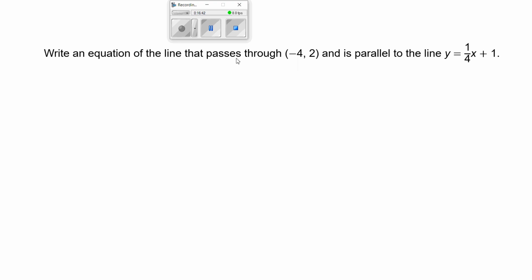We've got: write an equation of the line that passes through negative 4 and 2, and is parallel with this. I love this because it already gave me the slope, 1/4. So now I know I've got 1/4 as my slope, right? 1/4 x. I'm not going to use plus 1 because it's parallel to this, it's not equal to this. But I don't know what their y-intercept is because this x is negative 4. That I learned from my other mistake. So I'm going to go ahead and use my point slope form to find my answer.